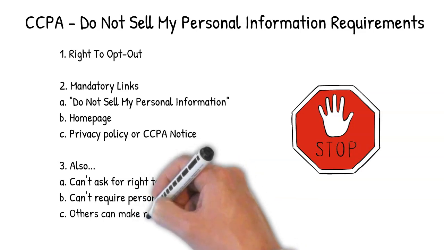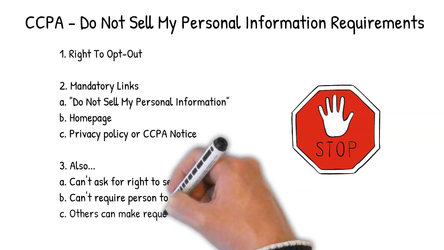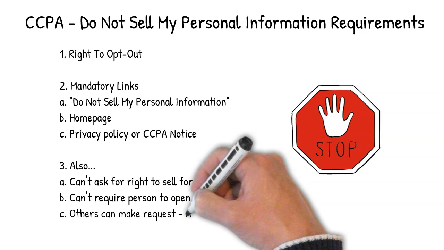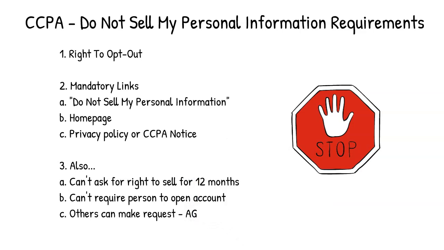So the right to opt out, what do you have to do? The CCPA requires some specific links be used, and they're called the mandatory link provisions. And they have to have anchor text that says, and you can see it there in 2A, do not sell my personal information. Now, this link must appear on your homepage, and it must also appear in your privacy policy, or if you're going to use a separate notice just for the California Consumer Privacy Act, it has to appear in there. And there needs to be some text along with it under the link, under the anchor text, basically describing what the right is.